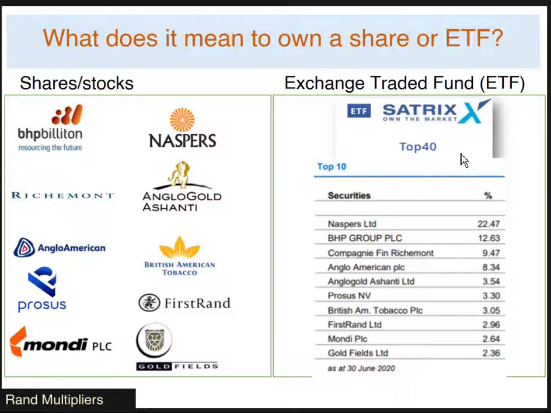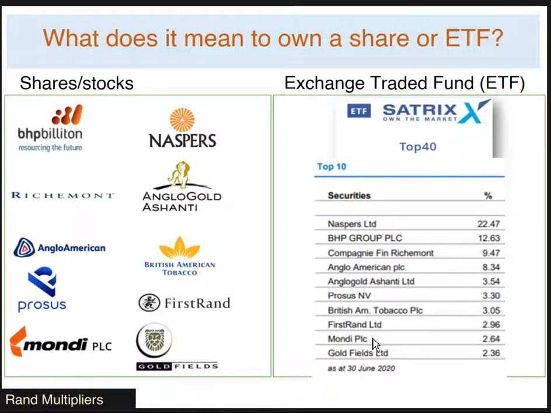The price of the Satrix Top 40 is somewhere between 50 and 60 rands, and you can see that Naspers is there, but the share price of Naspers is about 3,000, right? When you buy the ETF, you get exposure to the 40 biggest companies on the JSE, but you do not own them. You get the same benefits that you would have got if you were owning a single stock. Of course, that introduces some diversification when you own an ETF.